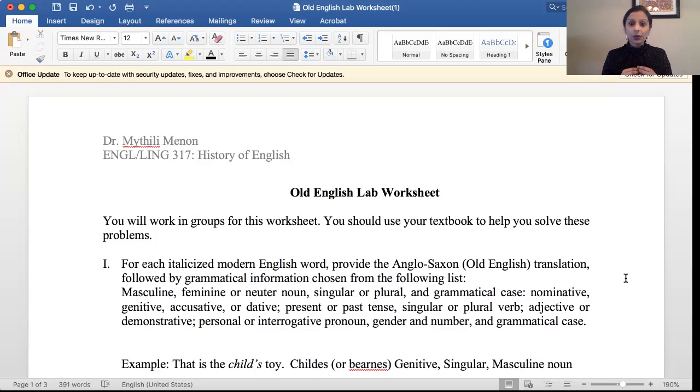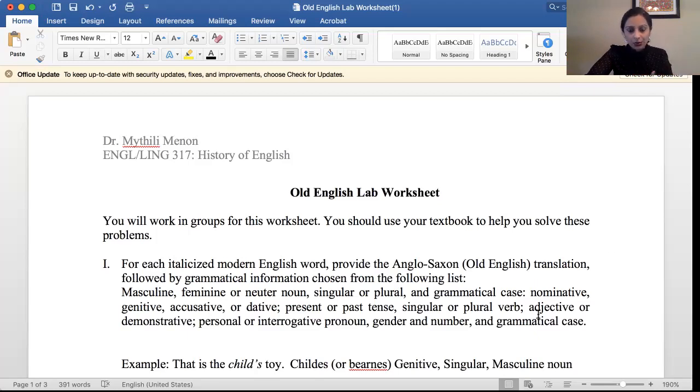I am also happy to make groups and put that on the discussion board, or create groups on Blackboard so that you can collaborate with your friends if you want to do that. So let me know if you would prefer me to do it. I'm happy to do that. But you would need your textbook to do this worksheet. So please keep your PDF version of the textbook with you.